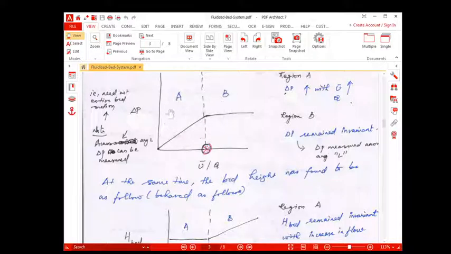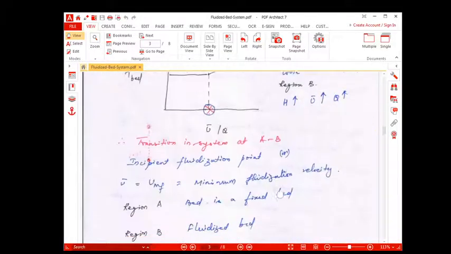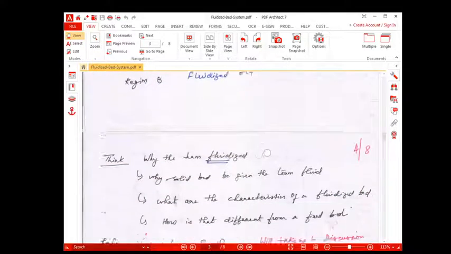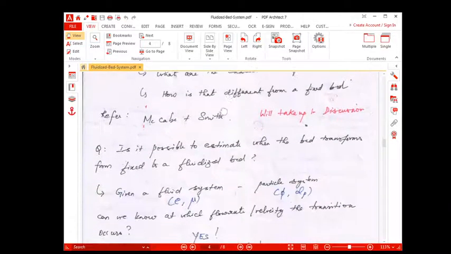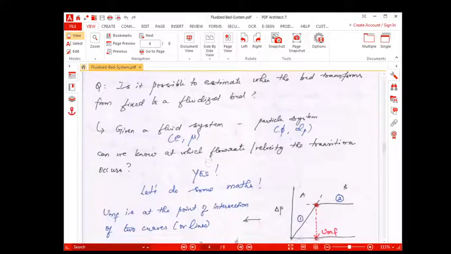If your flow rate is in this part, the bed is said to be in fixed bed mode. If your flow rate is greater than this transition point, then we call the bed to be in the fluidized bed mode. So any condition beyond this transition point, the bed is fluidized. In this video, we'll talk about how to find this transition velocity given the fluid-particle system.